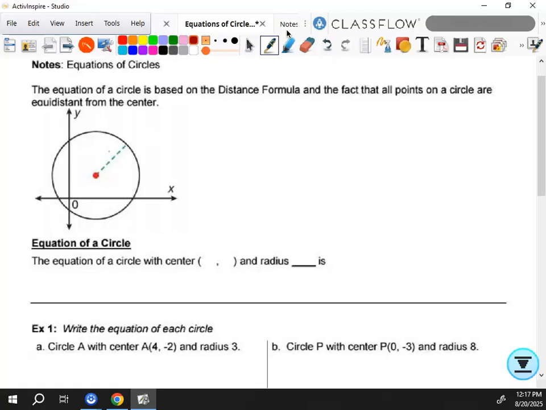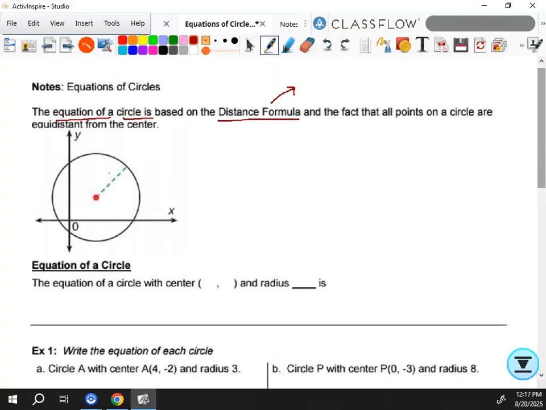So we're going to talk about the fact that the equation of a circle is based on the distance formula. But the distance formula comes from the Pythagorean theorem. And the Pythagorean theorem, we should all know pretty well, right? A squared plus B squared equals C squared. If we can make some of those connections, that can help us in the long run.